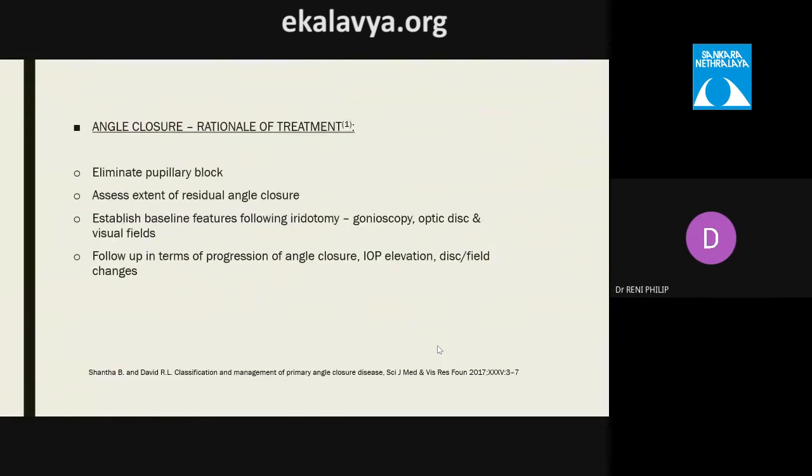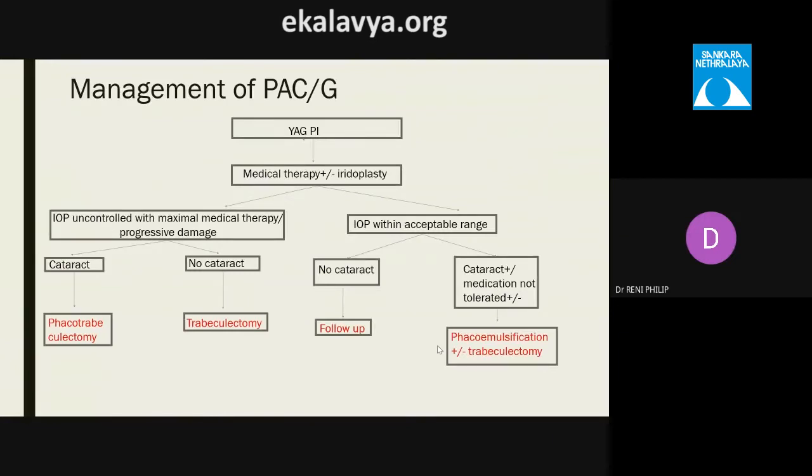This is a simplified chart, so it can vary on a case-by-case basis. Even if the IOP is within an acceptable range and the patient is not tolerating medication, you may have to do a TRAB along with a cataract surgery. Similarly, if a patient is tolerating medication and the IOP is within the acceptable range, if the number of medications used is less, you will be preferring a cataract surgery, whereas if the patient is on maximal medication, you're more likely to prefer a phacotrab.